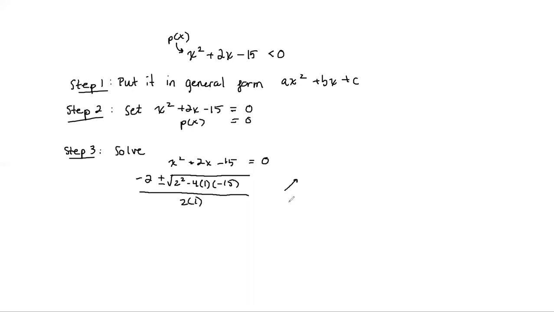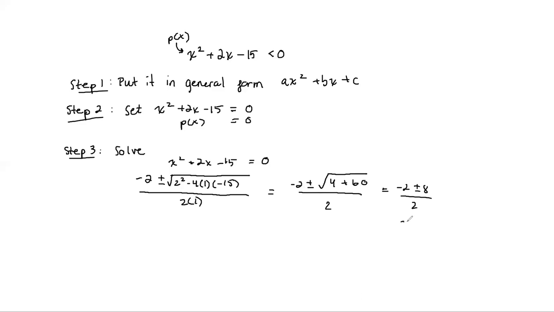So from this, we will receive 2 answers. Before I get to that, actually, let me just rewrite it. So I have here minus 2 plus or minus. Now this is going to become 4. Minus 4 times minus 15 is just 60. All of this divided by 2. So from this, we have minus 2 plus or minus the root of 64, which is 8, divided by 2.